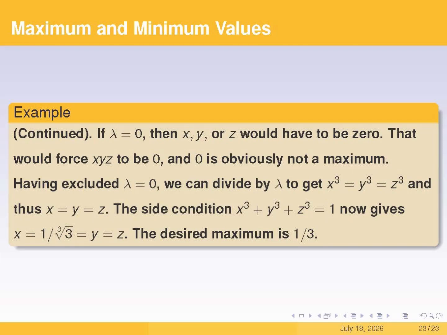In that case, using the very last line from the previous slide, we can cancel out lambda and end up with x cubed equals y cubed equals z cubed, which you can see on line 3. In other words, x equals y equals z. If we plug this into the constraint, x cubed plus y cubed plus z cubed equals 1, we can solve for the values of x, y, and z, just like on the last line. And that gives us the final maximum value of 1/3.